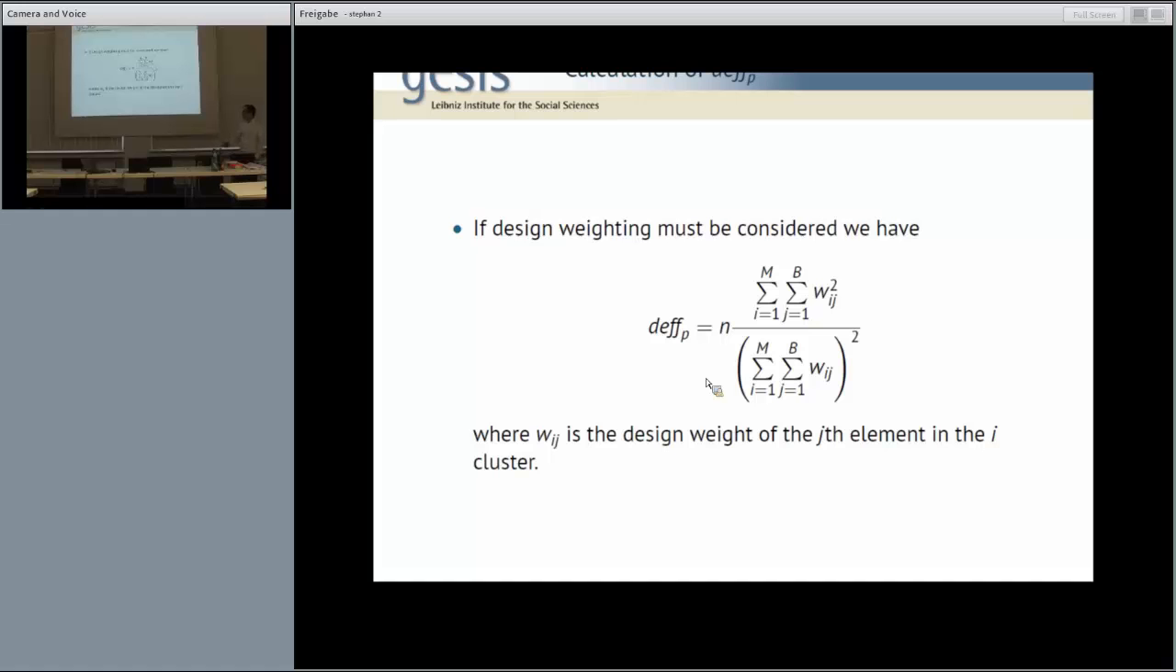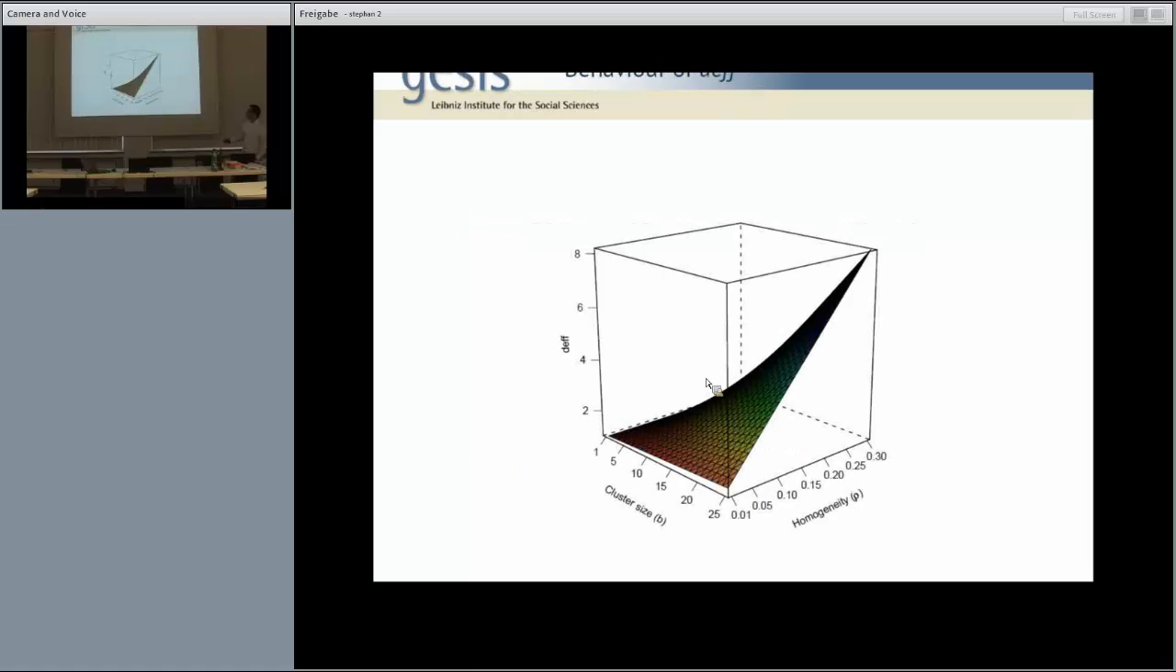And yij are just the weights of the jth element in the ith cluster. So this plot here just shows you the homogeneity, so the intraclass correlation coefficient rho, and cluster size, and how they affect the design effect. So this is the overall design effect, and you see it's not so sensitive to an increase in cluster size, but highly sensitive to increasing homogeneity within clusters. So that the whole variance comes from the differences of the means between the clusters. So that's the functional relation between those two things.